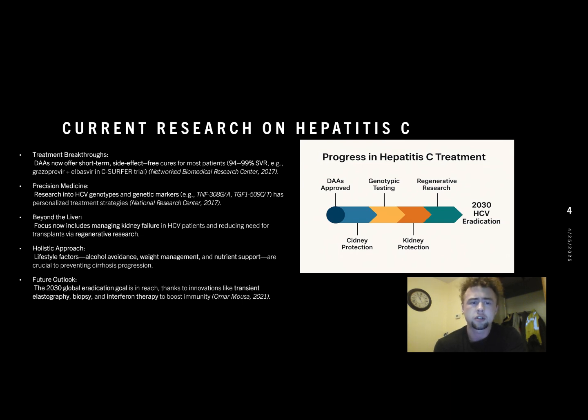Lifestyle factors just to make sure of are to avoid alcohol, weight management, and nutrition support to just slow the progression of cirrhosis. And like we said, innovations like transient elastography and biopsy and interferon therapy boost immunity so that these patients don't encounter any other health risks or fatalities that would exacerbate the mortality of HCV.